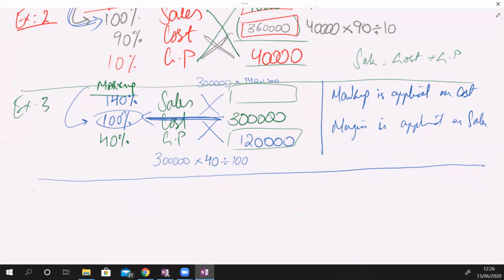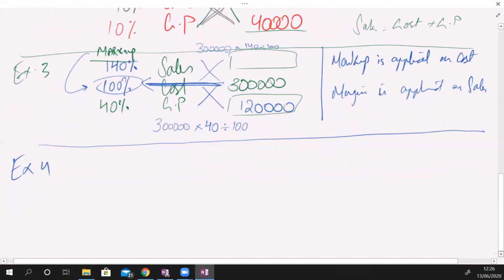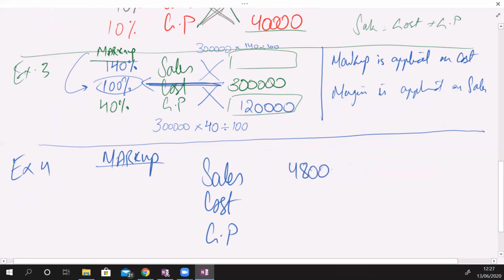All right. Now the last example before I give you some examples to do. Again, it's an example of markup, sales, cost, GP. Sales is 480,000. Markup is 20%. Just a minute. Can you calculate the values, please? Just one minute.